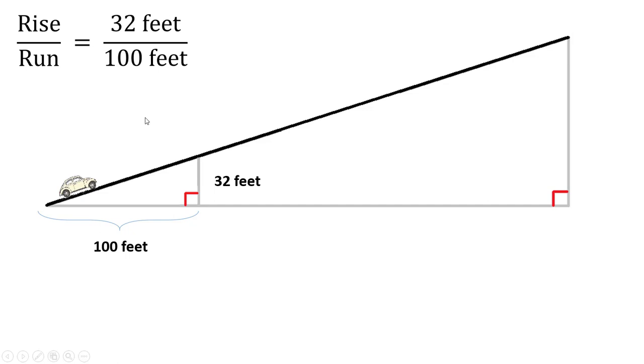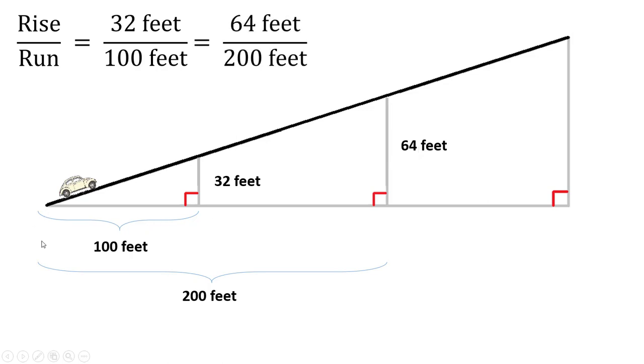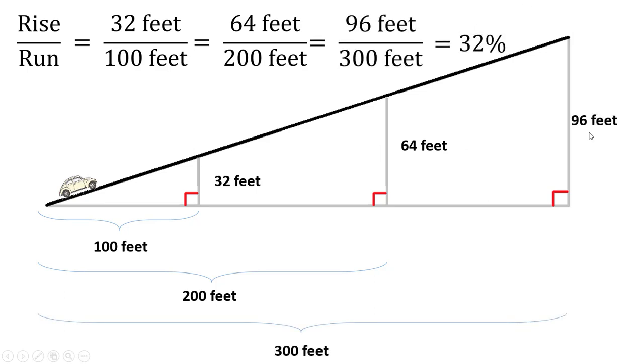generate the 32%. But if we drop in later at 64, that means it will have traveled 200 feet, 64 to 200. And if we go that much further, another 32 on each, you're going to end up rising 96 and running 300. But the three ratios of this are all 32%.